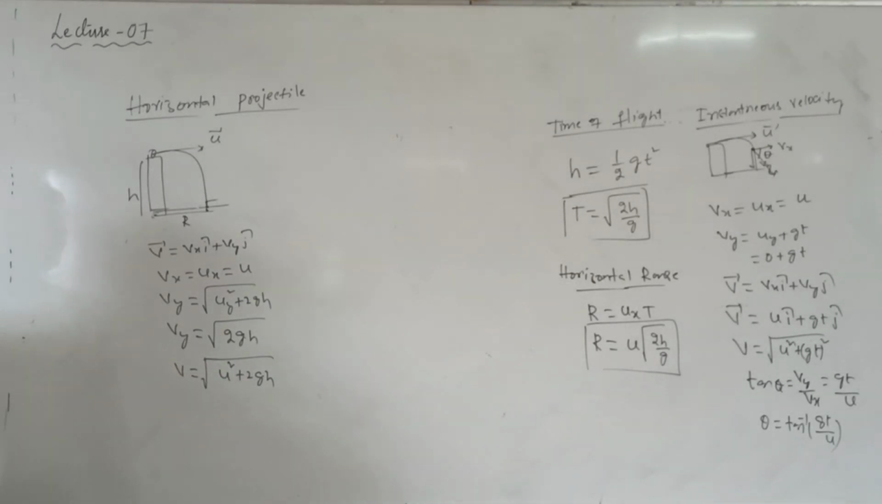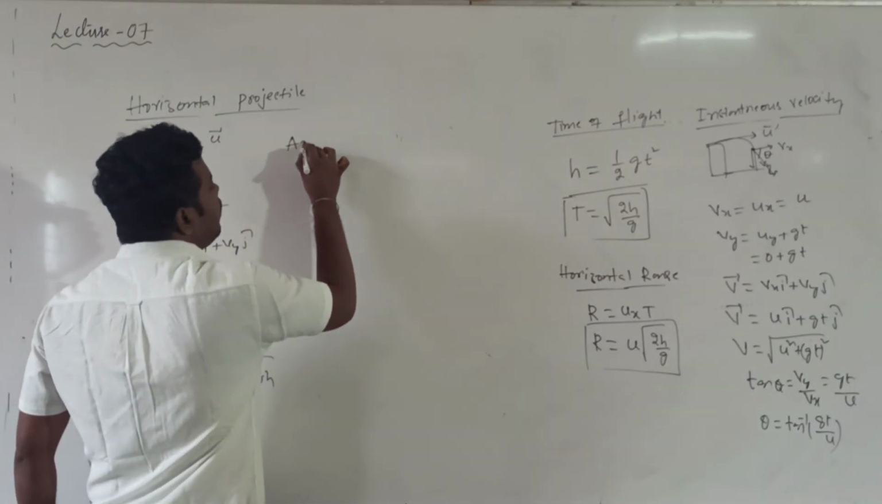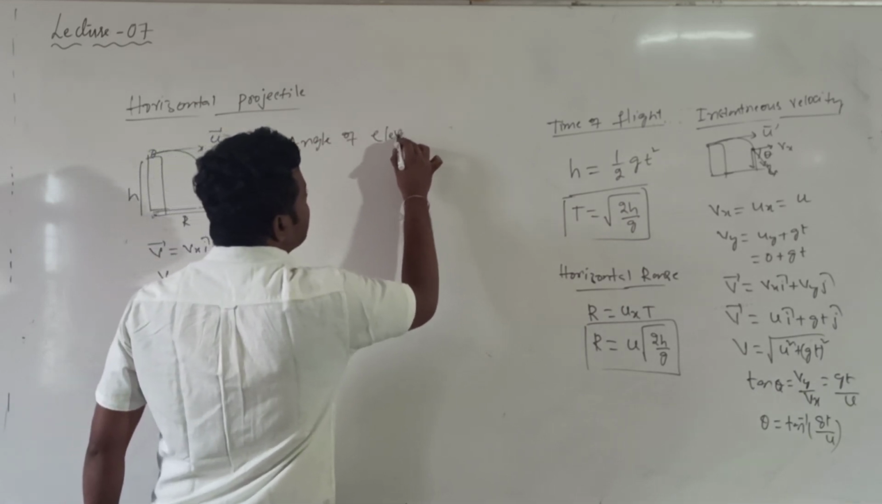Okay, now the velocity value is calculated. Next, what is the angle of elevation? Angle of elevation.